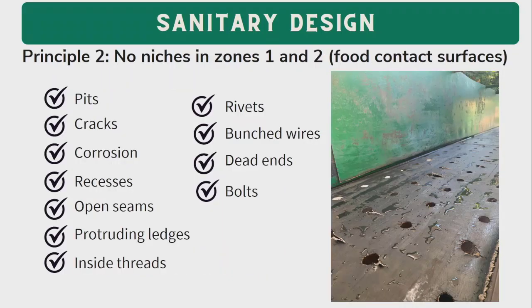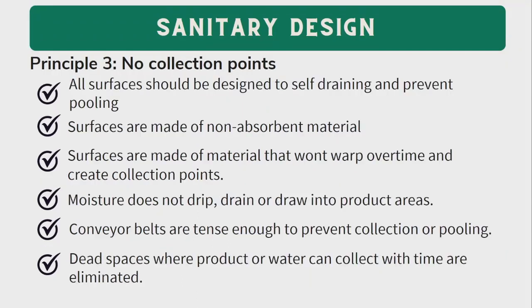One other thing I want to mention is principle 2, no niches in zone 1 and 2. I think that's pretty straightforward. Hopefully we start moving away from it, zone 1 especially we want to be careful with, but we still find belts like this that are heaven for pathogens to live and thrive. So think about what all these things are and how you can get rid of them on your food contact surfaces and around food contact surfaces. Here's what principle 3 says, and these are for no collection points, so these are examples.